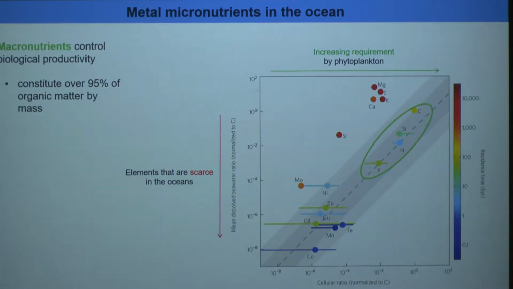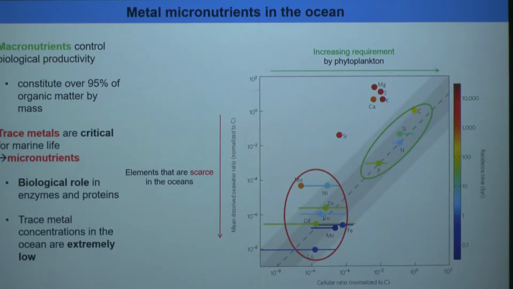So to start off, I thought I'd talk a little bit about trace metals and nutrients in general. I'm sure most of you are familiar with the macronutrients, phosphate, nitrate, and so on, that constitute about 95% of organic matter by mass, and these are generally limiting productivity throughout the ocean. However, in recent years, people have started to look at these trace metals down here. These are a lot more scarce in the ocean, and they're also less required by phytoplankton. But considering that they are less required, they are about equally important.